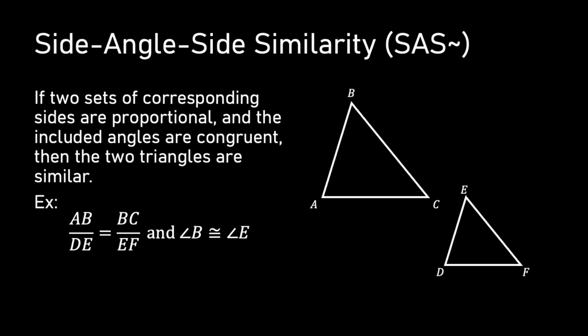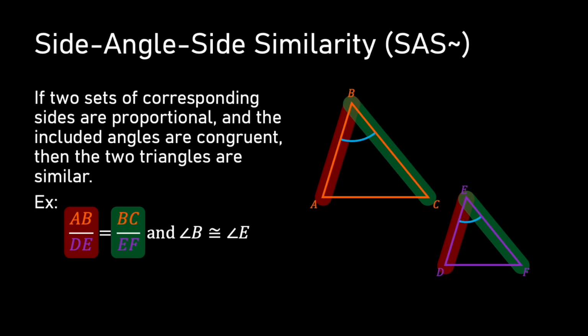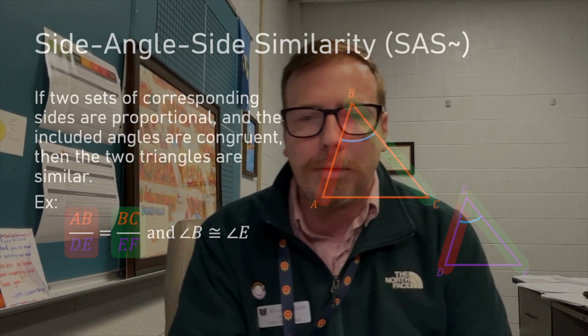And again, notice that each ratio has a pair of corresponding sides, and the numerators all come from one triangle, and the denominators all come from the other triangle.